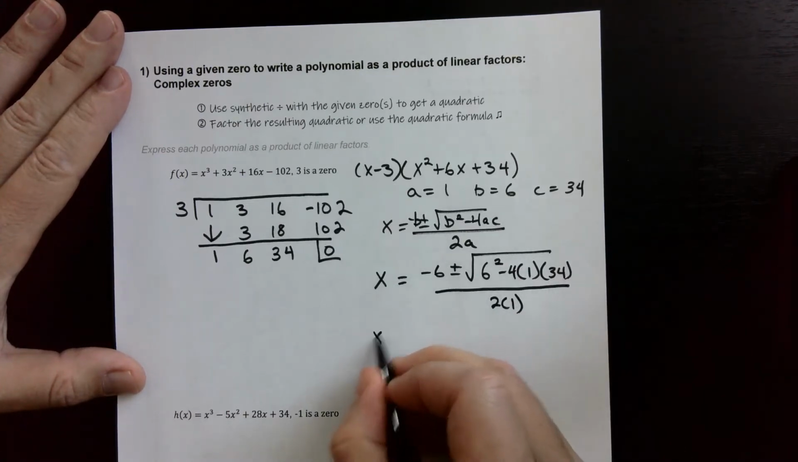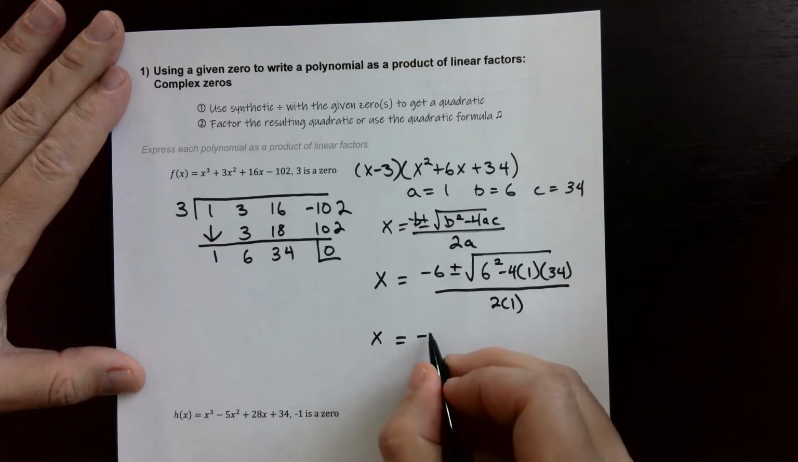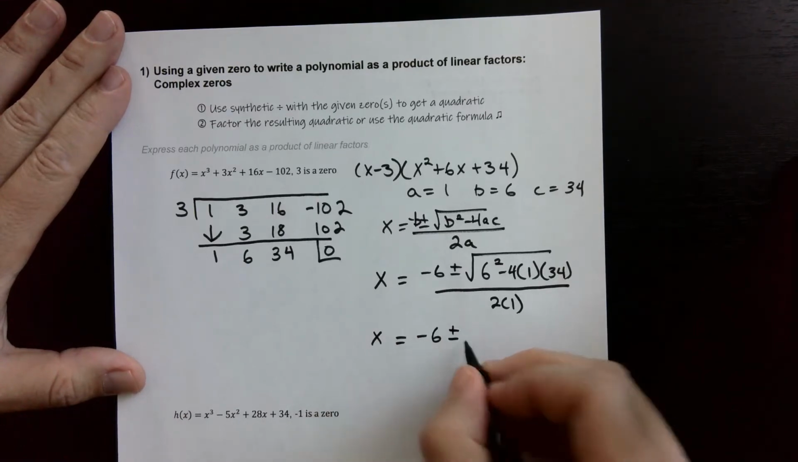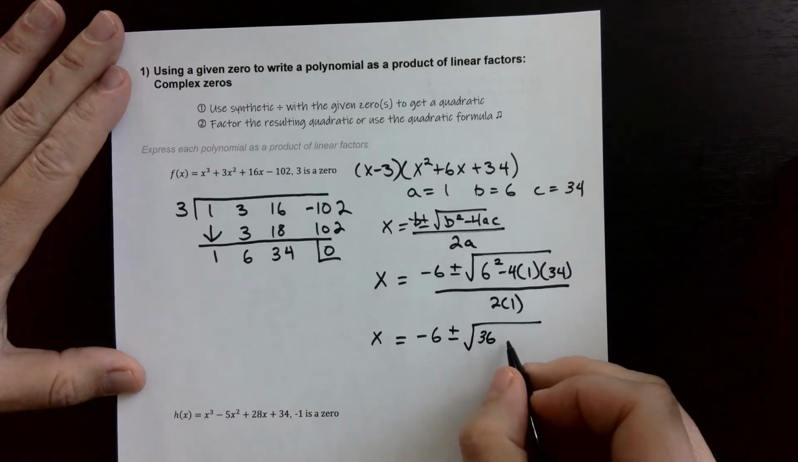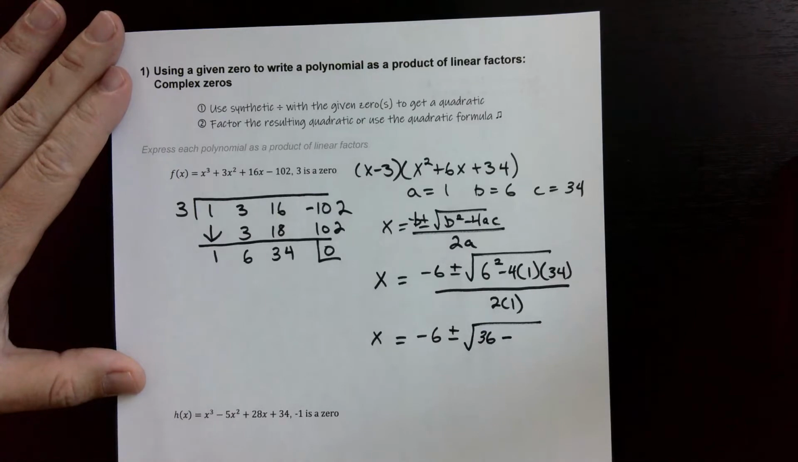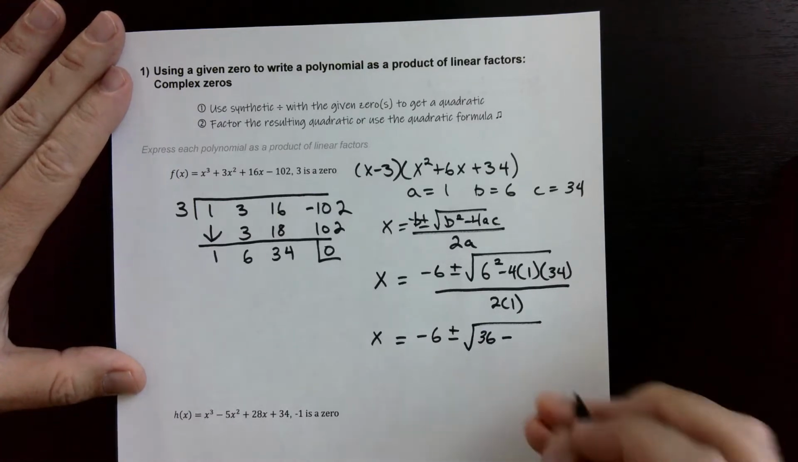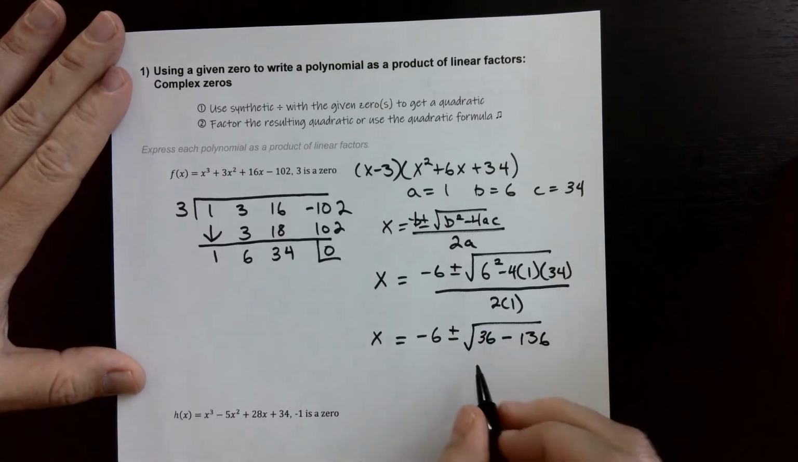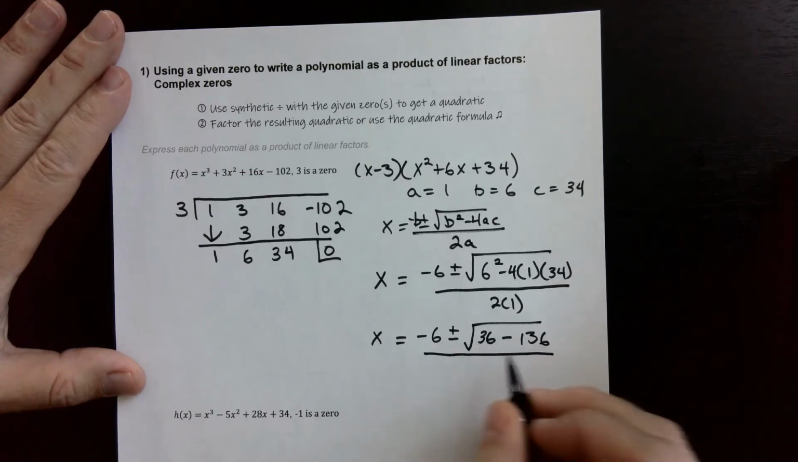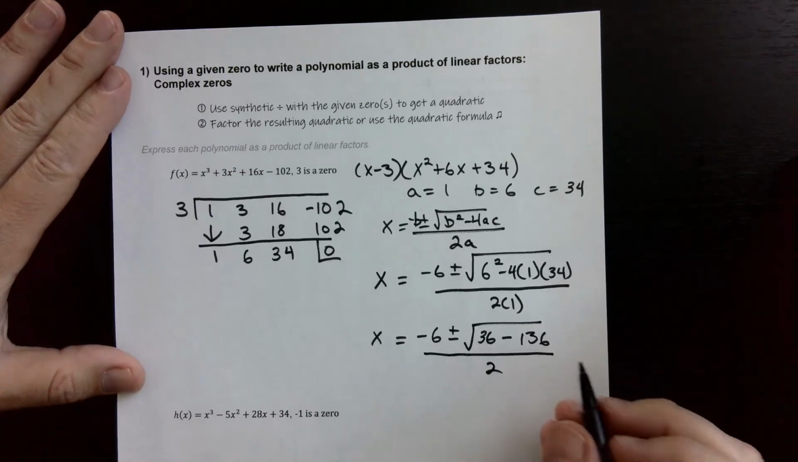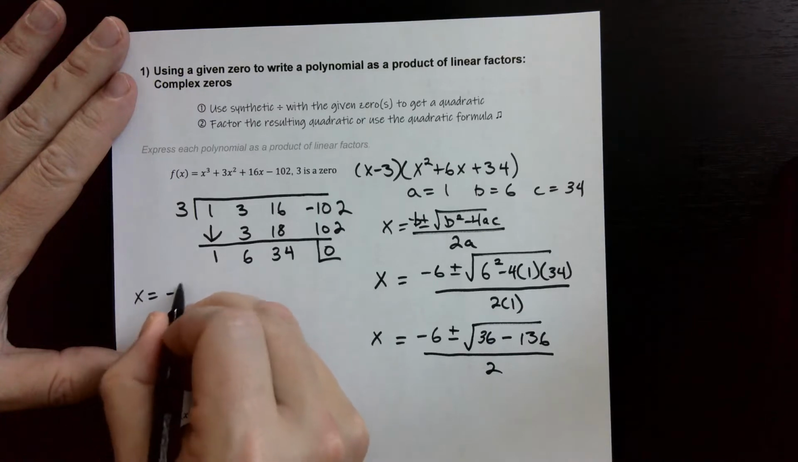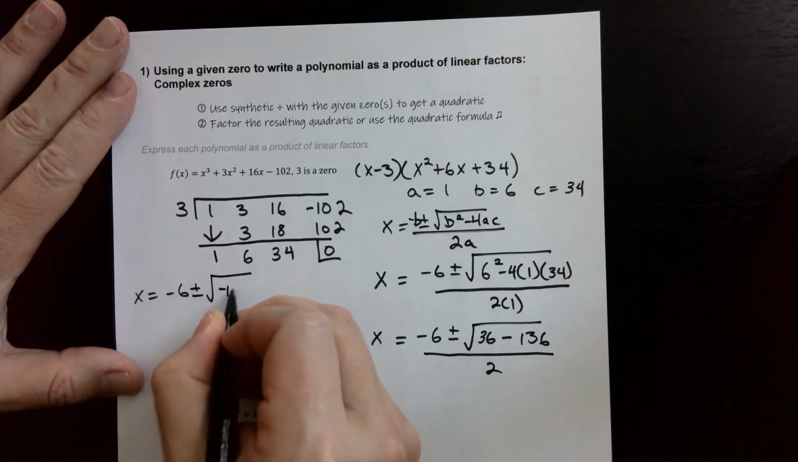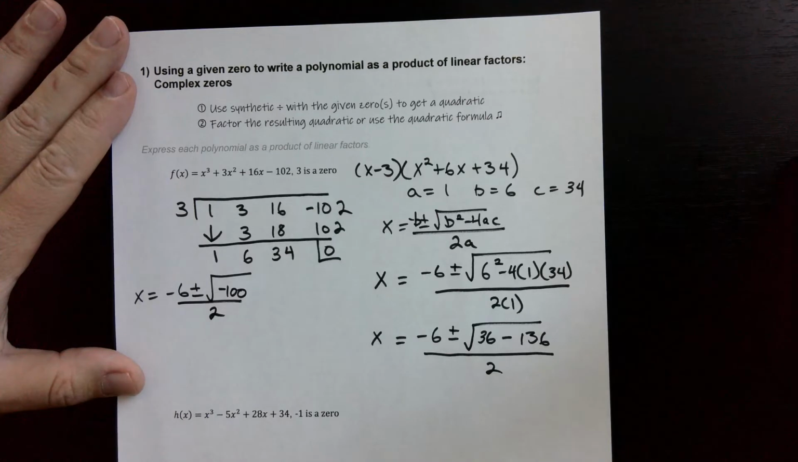Okay, so that will give us x equals negative 6 plus or minus the square root of, let's see, 36 minus 136. Okay, so that is all divided by 2. Now 36 minus 136 is negative 100, so I get x is equal to negative 6 plus or minus the square root of negative 100 over 2.